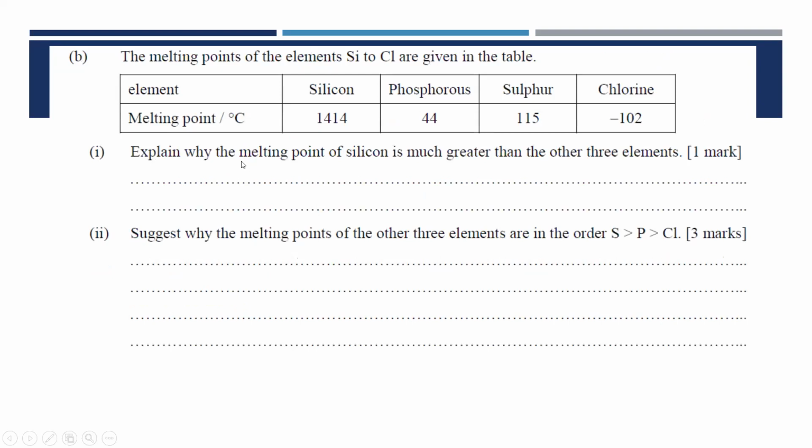7B, the melting points of silicon to chlorine are given below. So we are back to the elements again. Explain why the melting point of silicon is much greater than the other elements. Number 1, because silicon is held by a giant covalent structure.